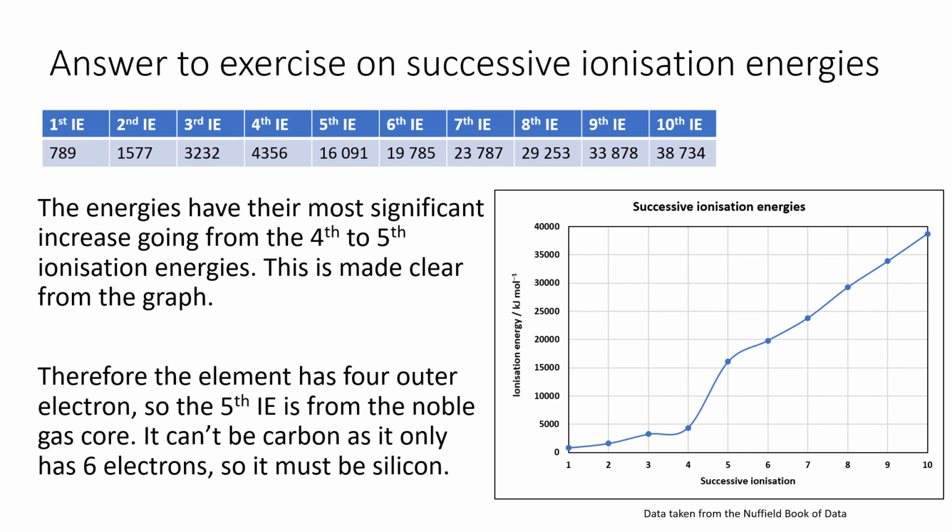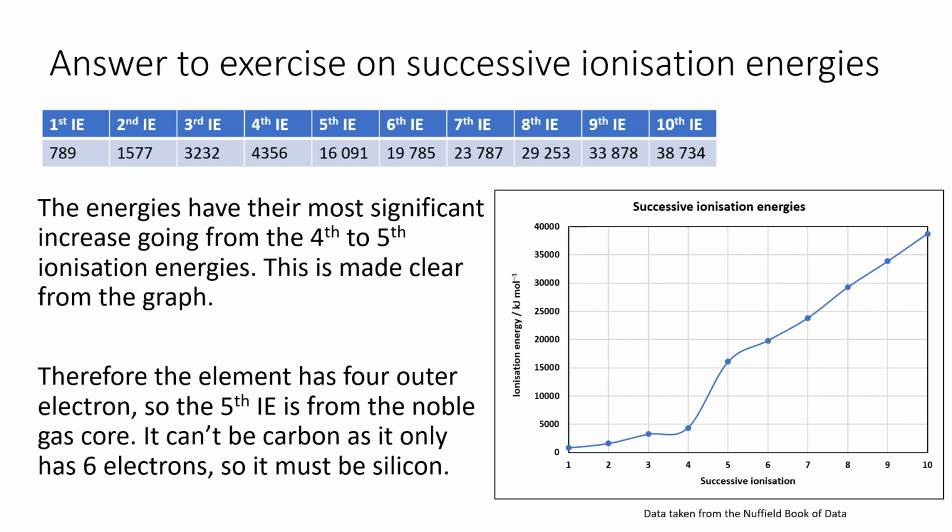So here we are. You can see I've plotted the graph just to make the point. But just looking at the numbers, it should be clear enough. You're going from roughly 800, 1600, 3200, 4400, 16,000, 20,000, 24,000, 30,000, 34,000, 39,000. So you can see from the 4th to the 5th ionization energy, that's roughly multiplied by 4. That is a much bigger step than the others either side of it. So as I say, I've made it clear here on this plot, but I don't think you really need to plot it. It should just be obvious looking at the numbers. There's a big jump from the 4th to the 5th.